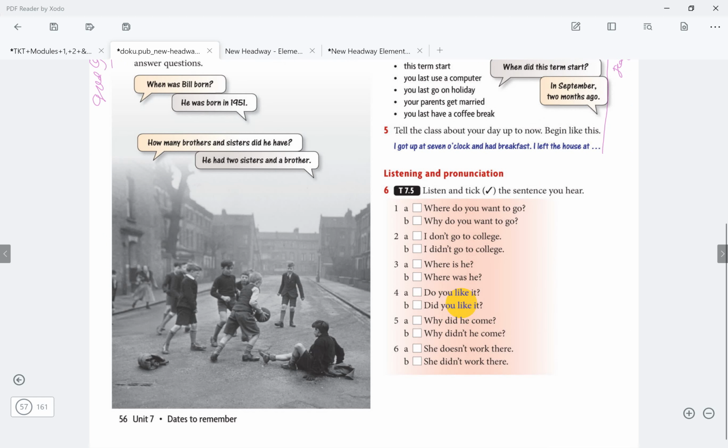Listening and pronunciation 7.5. Listen and take the sentence you hear. As I mentioned to you guys, this is good practice to hear, and maybe we will have it on the final exam.